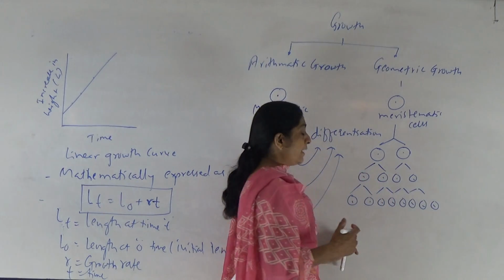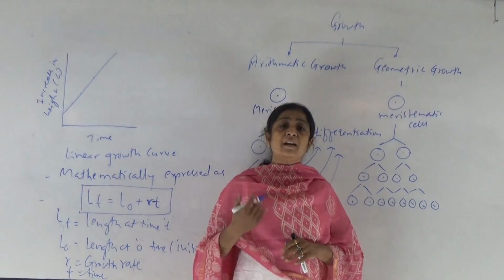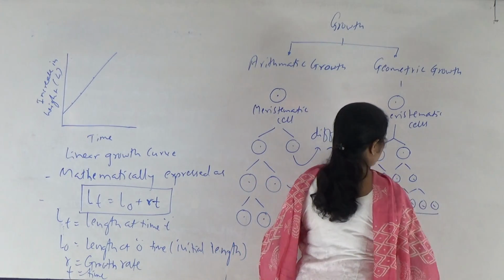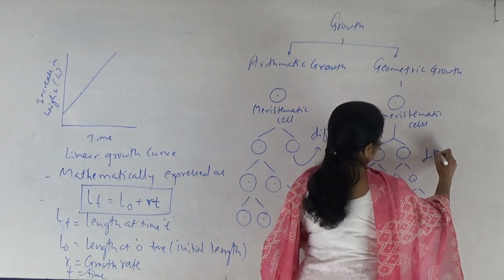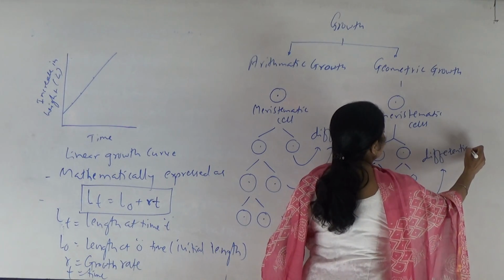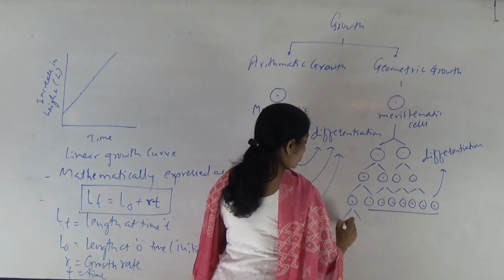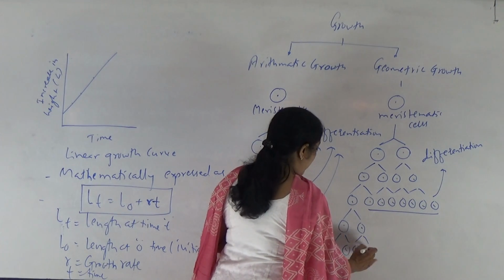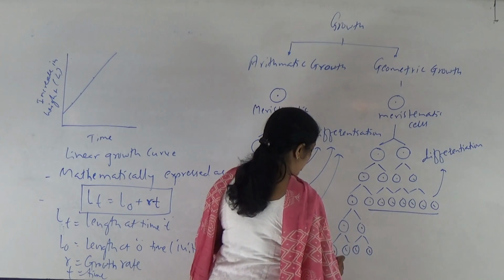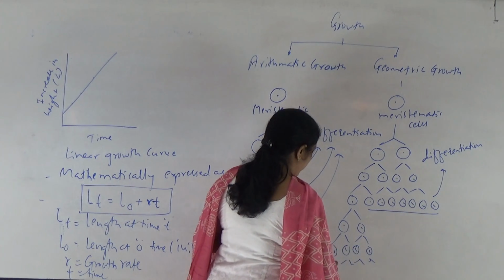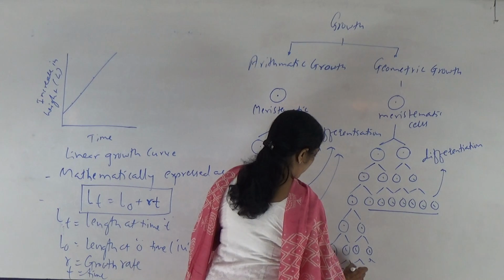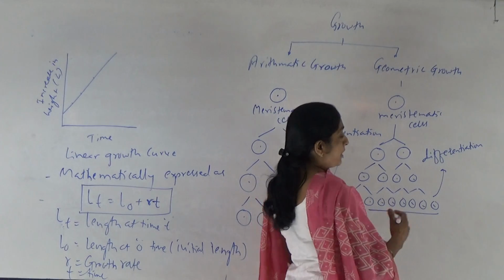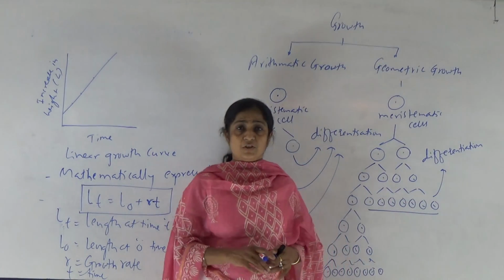And after several repeated divisions, suddenly a major part of these daughter cells will go for differentiation and very few cells continue the cell division. Again these cells divide repeatedly for some time without going for differentiation, and again a major part of the daughter cells will go for differentiation, and again few cells will continue the division.